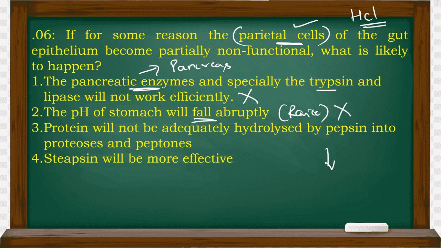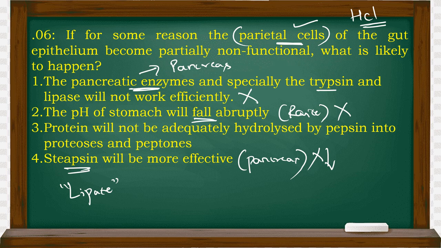The fourth option, steapsin will be more effective. See, my dear listeners, this steapsin is another component that is produced by the pancreas, not by the parietal cells of the stomach. Another name for steapsin is lipase. So this is nowhere related to the gut region of the human body or any mammal for that matter.